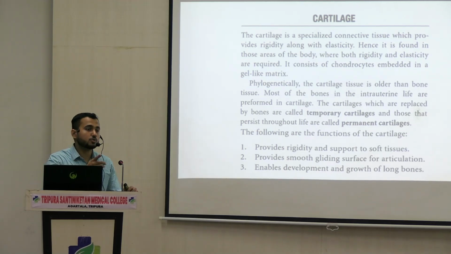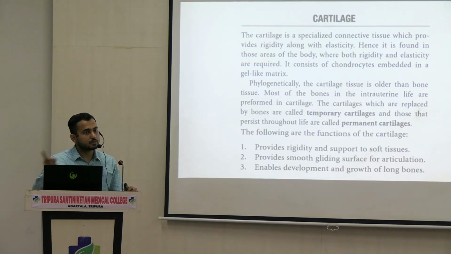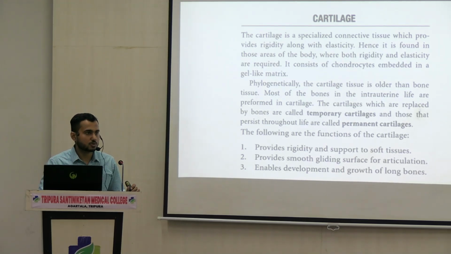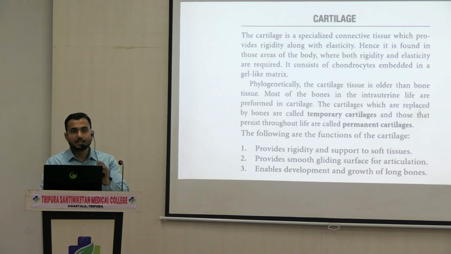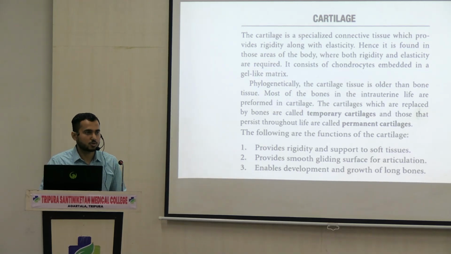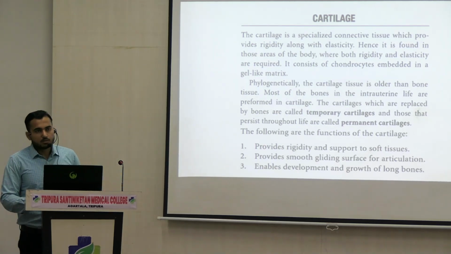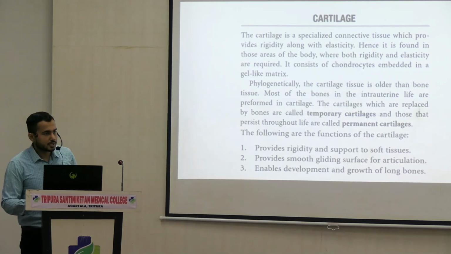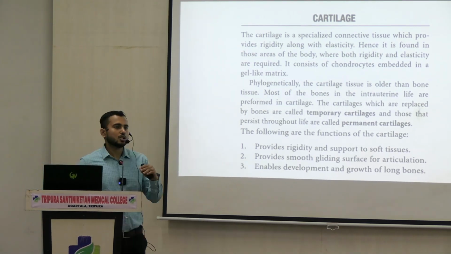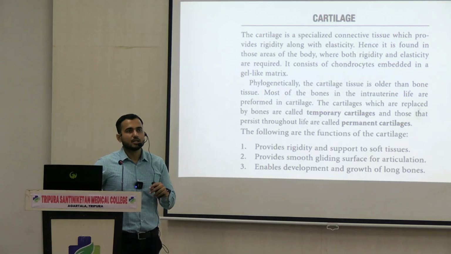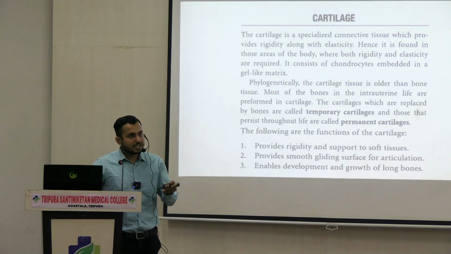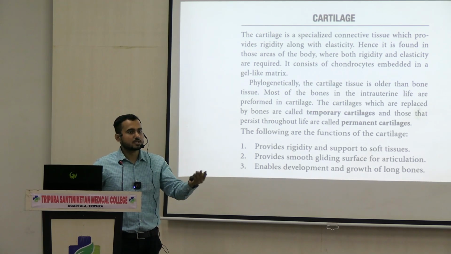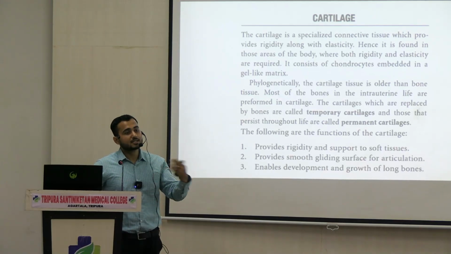Because most of the bones develop from cartilage, and those things will be discussed in the bone chapter, in the development of the bones. So phylogenetically cartilages are older than bones. Now there are some temporary cartilages and some permanent cartilages. The temporary cartilage means those that, gradually as the age advances, convert themselves into bone or are replaced by bone.